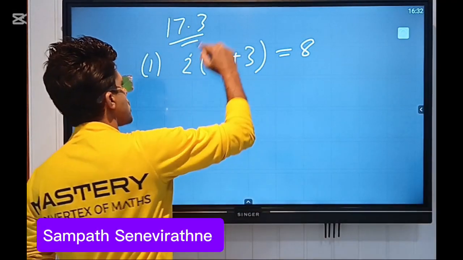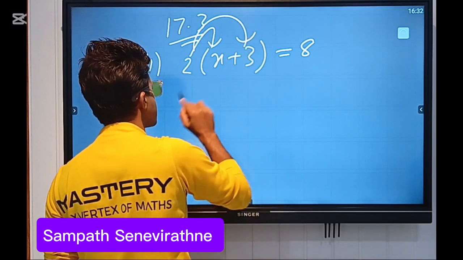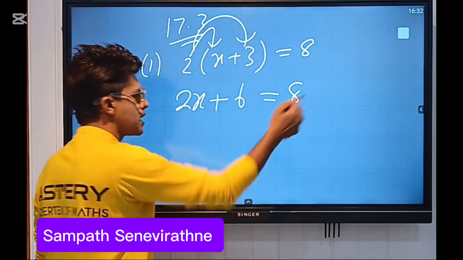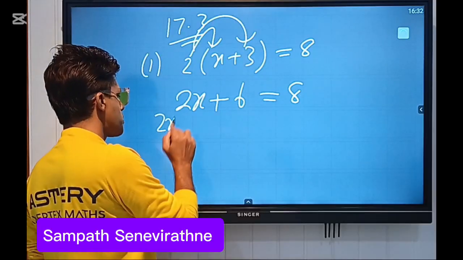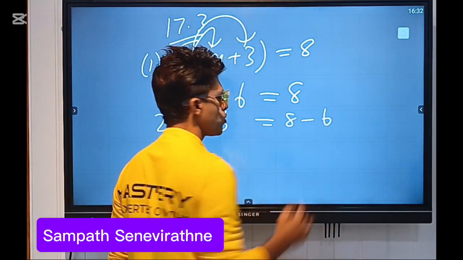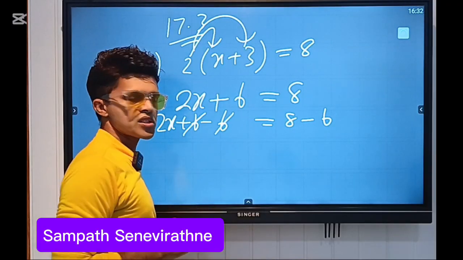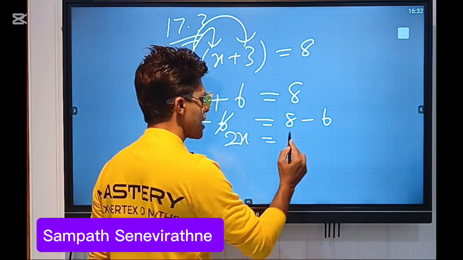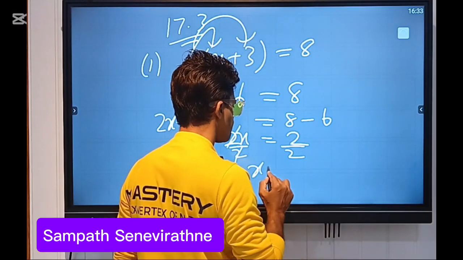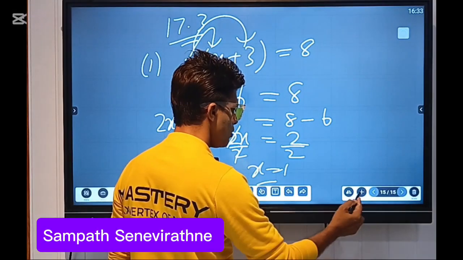So here 2 times x, 2 times 3. 2 times x is 2x. 2 times 3 is 6, equals 8. Right now this is familiar. Then 2x plus 6, so you could subtract 6 from both sides. Plus 6 minus 6 can be cancelled out. 2x equals 8 minus 6 is 2, divided by 2, x equals 1.